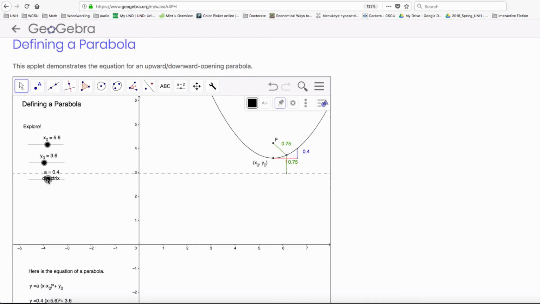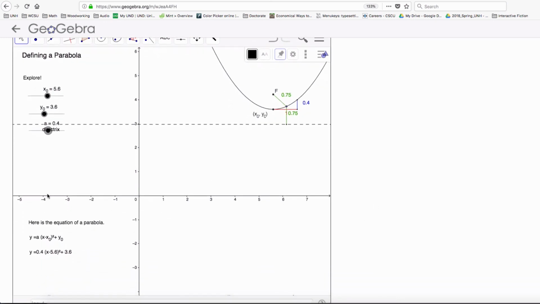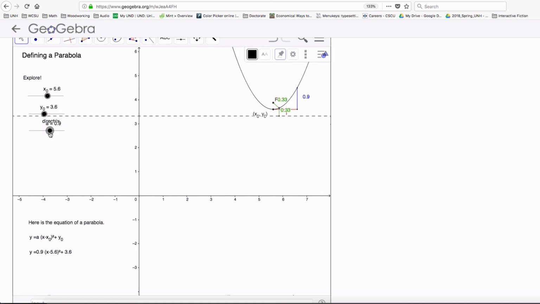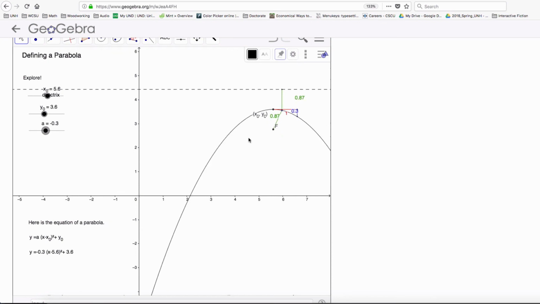So now, something else you need to know is if my p value is negative, much like when my a value is negative. What happens to my parabola when my a value is negative? It is inverted. It flips, right? And so if my p value is negative, it is also going to cause that to flip. So as I get to the negative a value and negative p value, it flips.